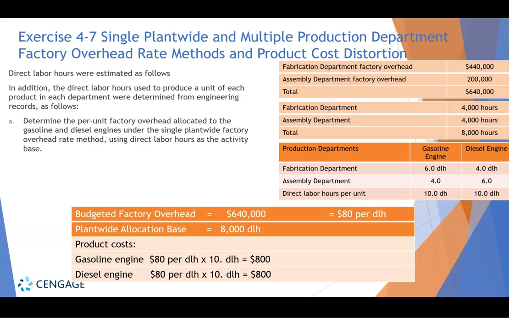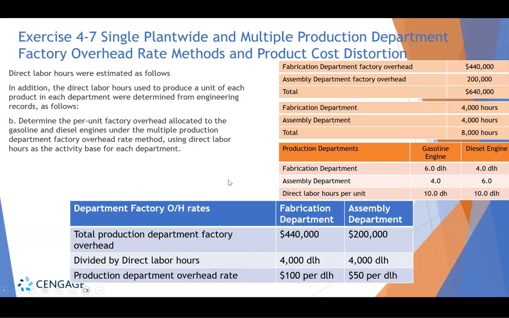So using the single plant-wide rate, we would take all the costs here, the 440 and the 200, the $640,000, divide that by 8,000 hours, which would give us $80 per direct labor hour we would apply for both gasoline engines and diesel engines. So each engine would have $800 in overhead based on a single plant-wide method. Now, if we use the multiple department overhead rate, then it's a little different. You see here that each department uses 4,000 direct labor hours. But in the fabrication department, we would apply $100 per direct labor hour, whereas in the assembly department, it's only $50 per direct labor hour.